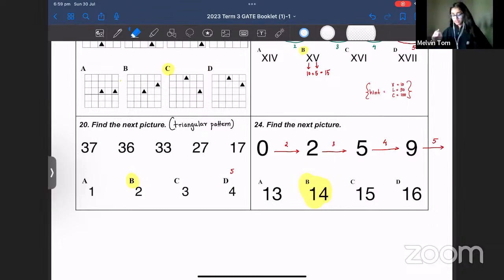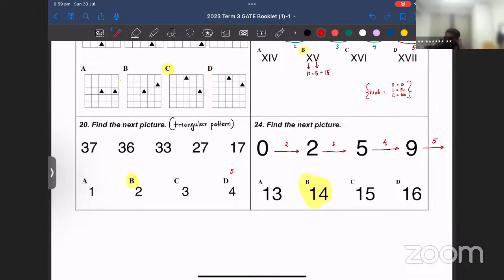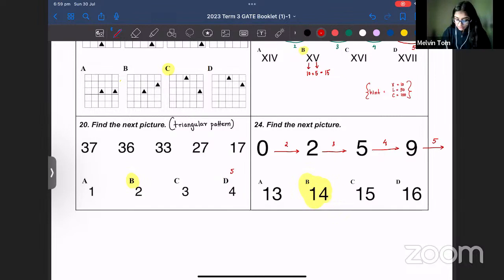Maheban Shiam. Okay, since you asked, here's question 20. Question 20 is fairly easy. Again, 37 and 36, you have a difference of -1. 36 and 33, you have a difference of -3. 33 and 27, you have a difference of 6. And 27 and 17, you have 10.